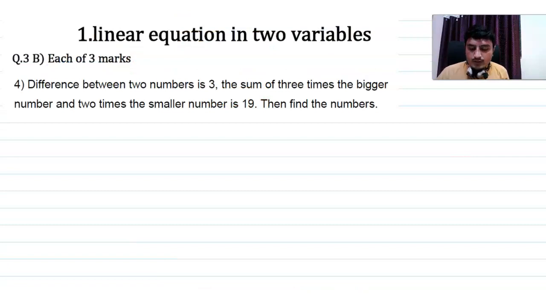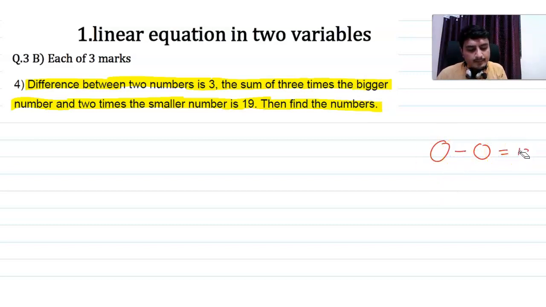Look at the fourth sub question from question 3b. We have the difference between two numbers is 3. The sum of 3 times the bigger number and 2 times the smaller number is 19. Then find the numbers. Now look ahead. We are given two numbers whose subtraction is 3, while the bigger number becomes the first number. So 3 times the first number, that means the bigger number, and 2 times the smaller number, whose sum means the addition, we are given is 19.